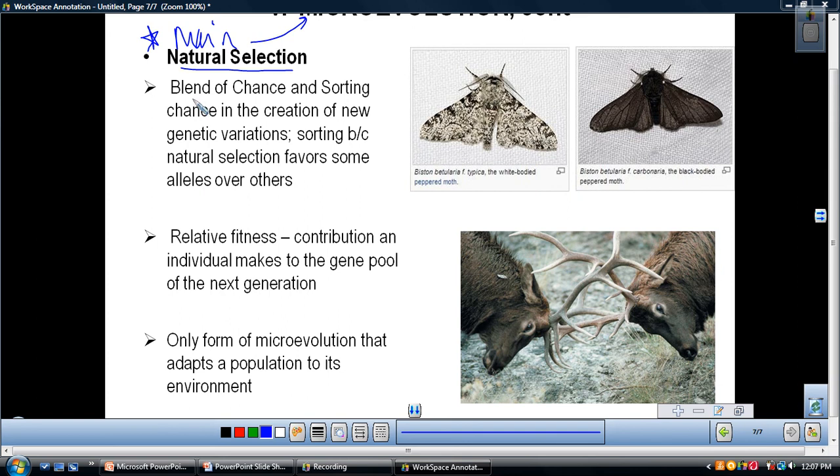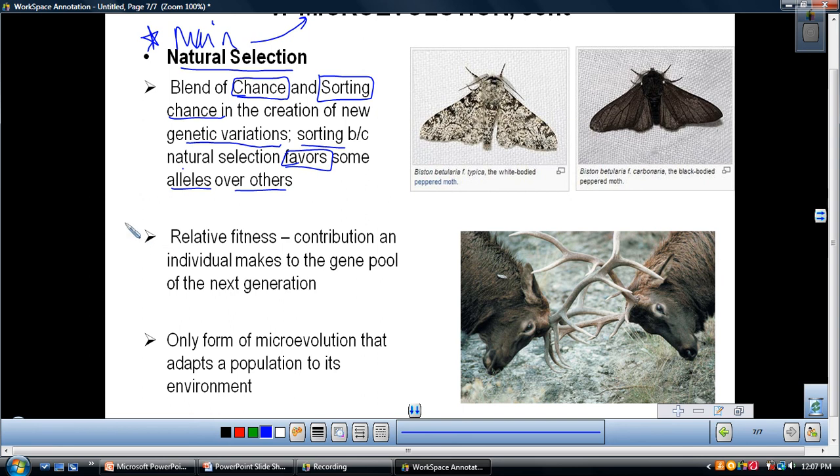Natural selection is a blend of chance, highlight this, chance and sorting. What do I mean by that? Well, it's chance in the creation of new genetic variations, but it's sorting because natural selection favors some alleles over others. Because of this, natural selection is not really random. Natural selection consistently increases the frequencies of alleles that provide reproductive advantage and thus lead to adaptive evolution. So what do I mean by that?